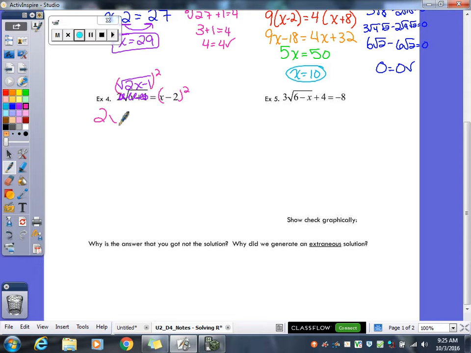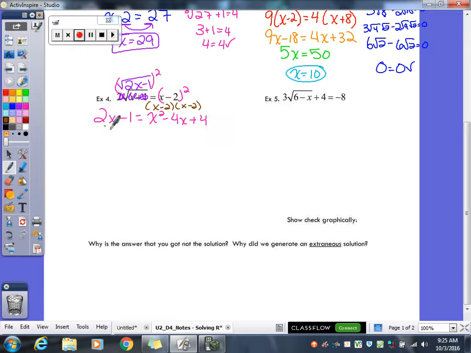So on our left side we get 2x minus 1 equals. Now over here on the right side, a lot of people still mess this up when you have a binomial squared. You have to remember it's x minus 2 times x minus 2. You've got to write it twice and do your distribution. So this ends up giving us x squared minus 4x plus 4.